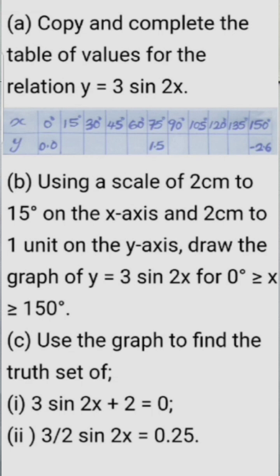C says use a graph to find the truth set of (i) 3 sine 2x plus 2 equals 0, (ii) 3 over 2 sine 2x equals 0.25.